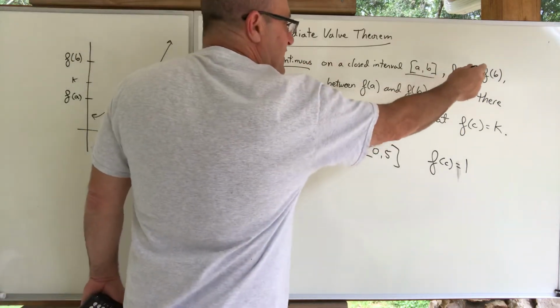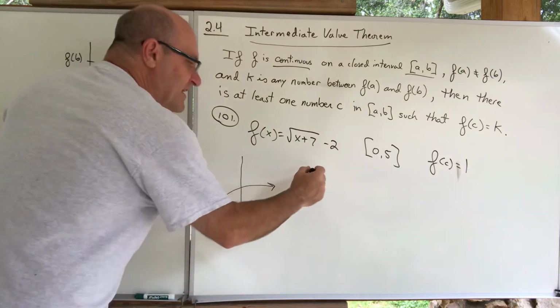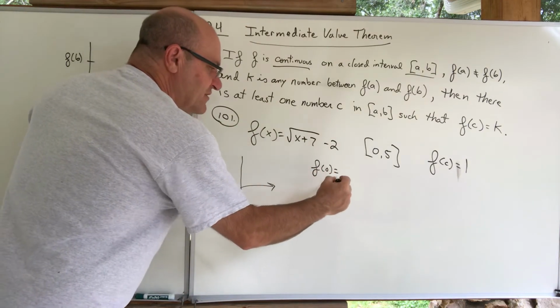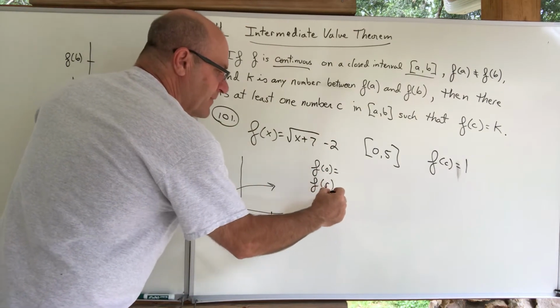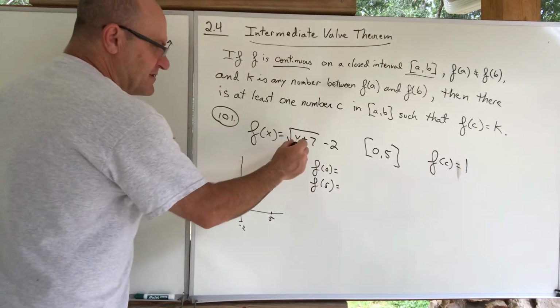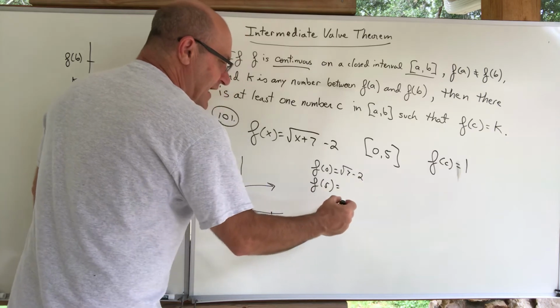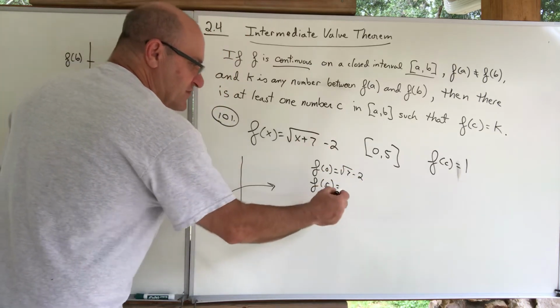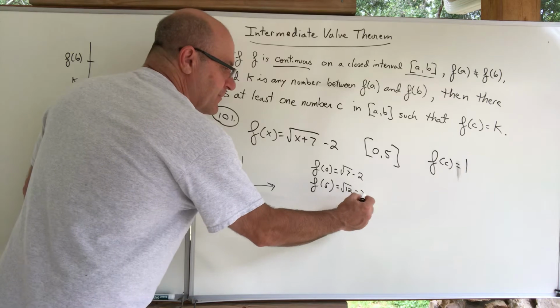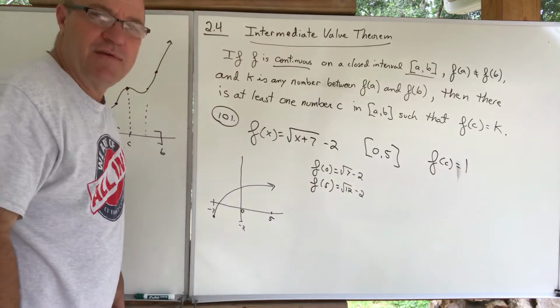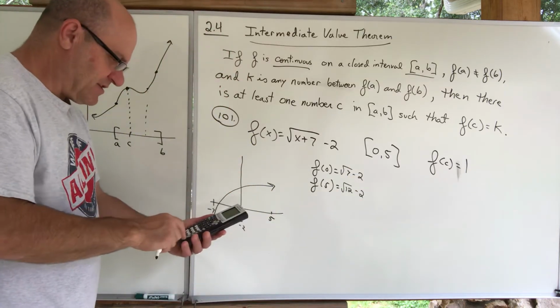Is f of a different than f of b? Well, that's f of 0 and f of 5. Let's try to find those guys here. F of 0 is you plug in a 0, you get the square root of 7 minus 2. And when you plug in a 5, you get the square root of 12 minus 2. Well, yeah, those are different numbers. I might want to know what those numbers are. Let me just check that out.